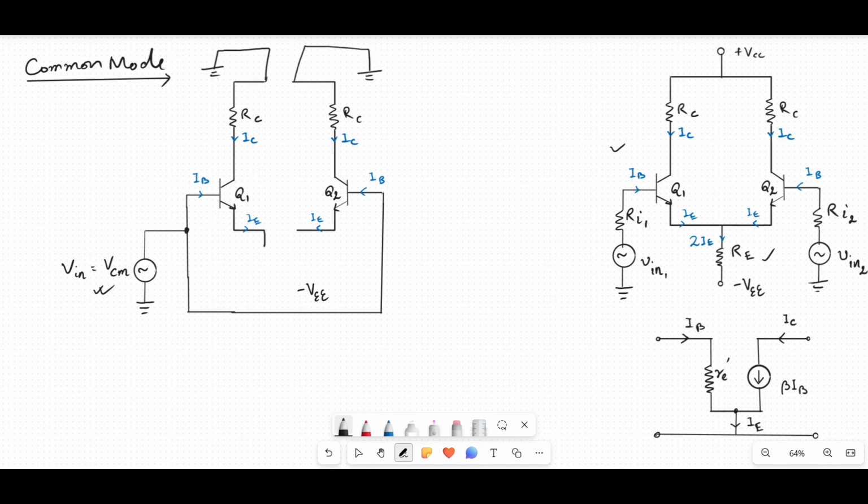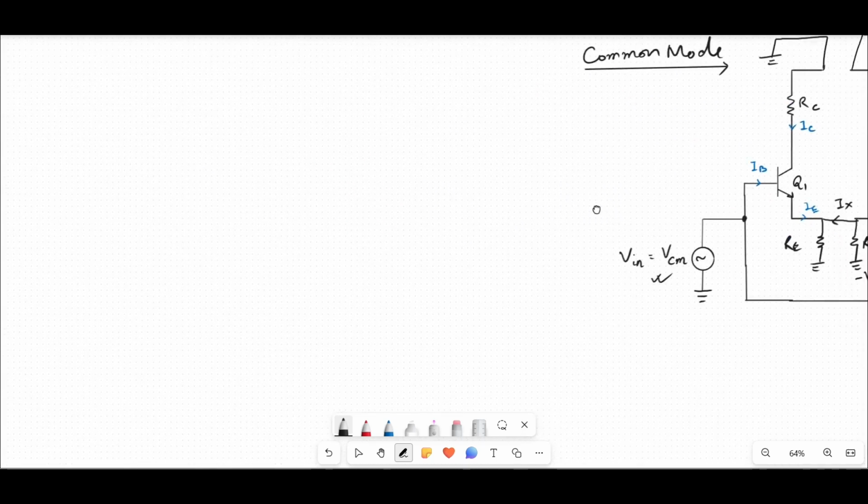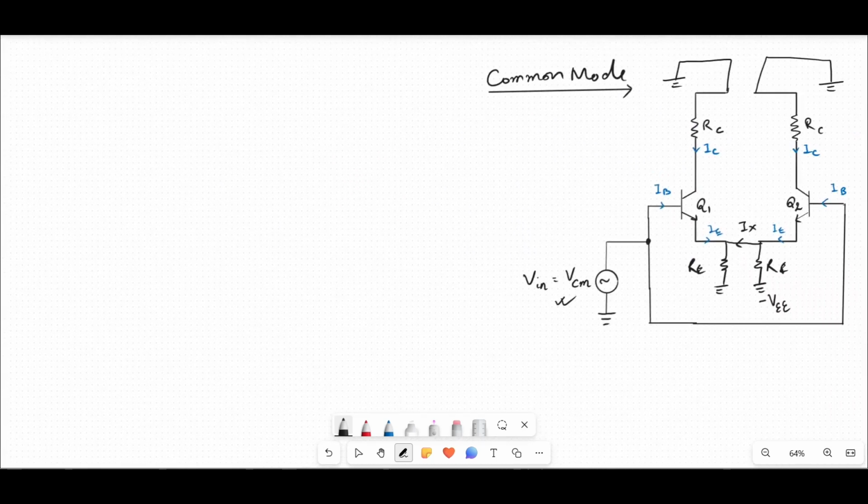Then here we can separate them as two RE resistances. And as we know, this current is zero, which we have just termed as Ix. So now we have two independent circuits, right? So we can consider one circuit and determine the corresponding voltage gain. So let's do it here. From one circuit, let us consider Q1.